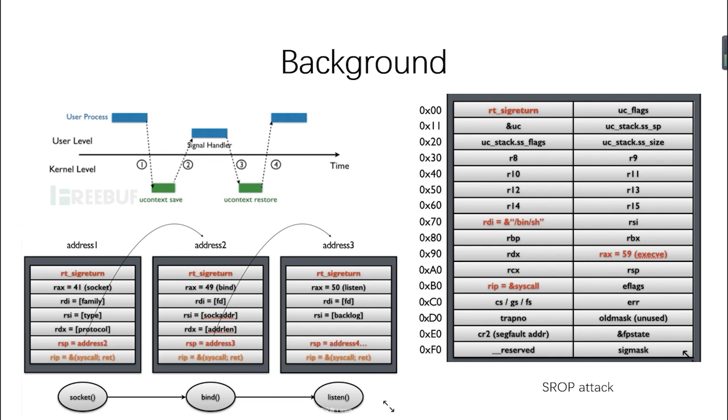The attacker sets up a fake signal frame on the stack and invokes the sigreturn system call. When sigreturn gets executed, it treats the fake signal frame as the signal interrupted context and uses it to restore all register values. After the signal returns, the program will jump to the address pointed to by the RIP register and continue to execute attacker-controlled instructions. Finally, the attacker can execute arbitrary instructions.